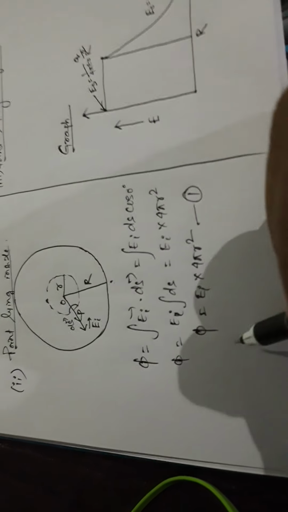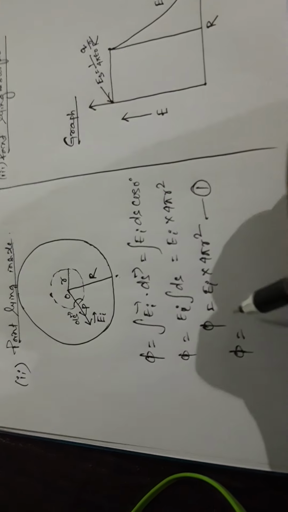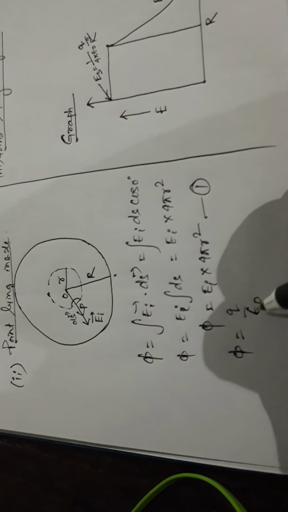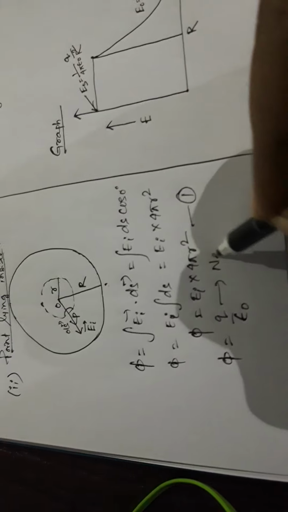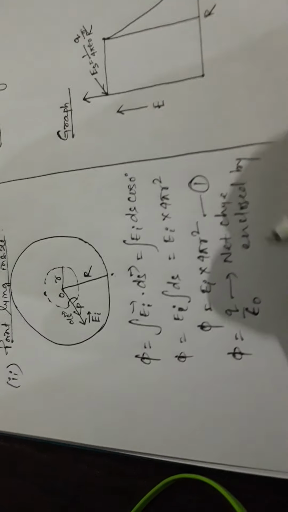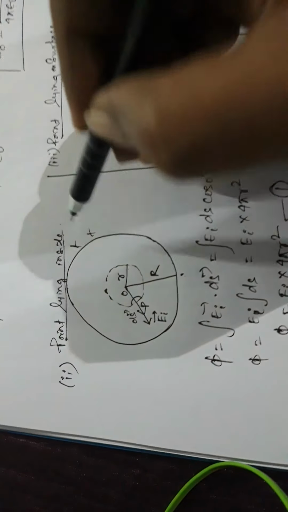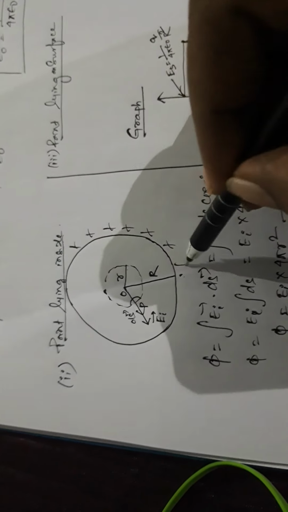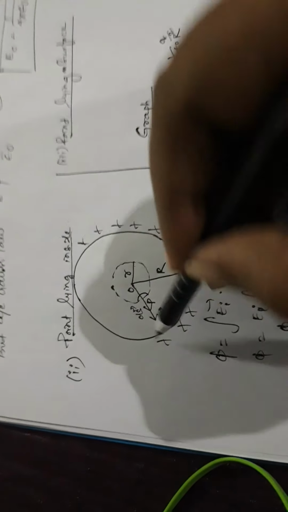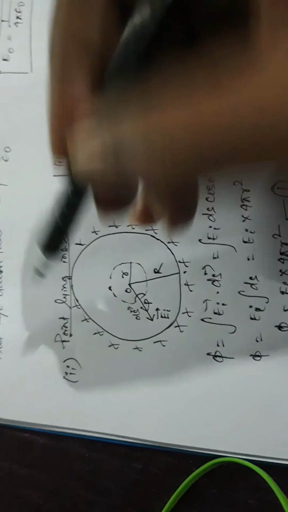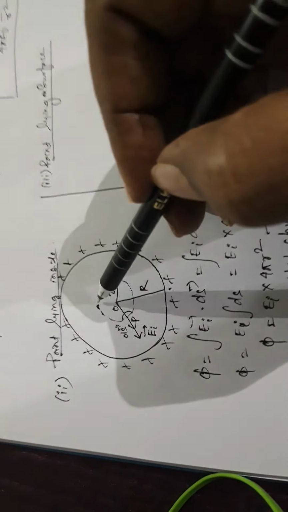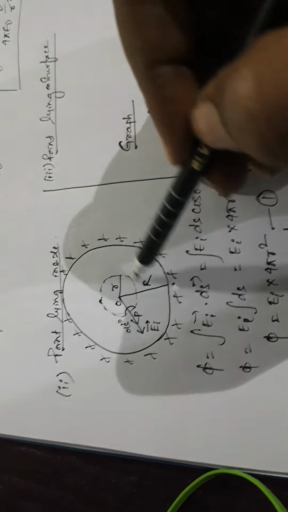But according to Gauss law, phi is equal to Q by epsilon naught. What is the Q? Q is the net charge enclosed by the Gaussian surface. Let me clear this for you, students. The charge is actually residing on the outer surface of the thin spherical cell. Whatever charge is distributed over the spherical cell is lying on its surface. And what is Q here? Q represents the charge enclosed by the Gaussian surface.